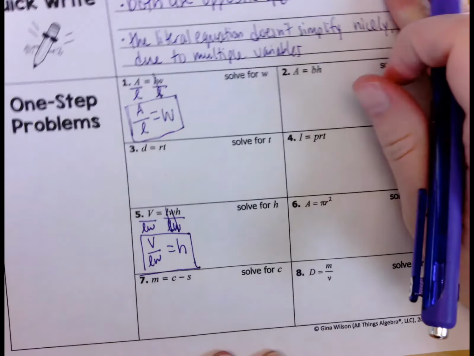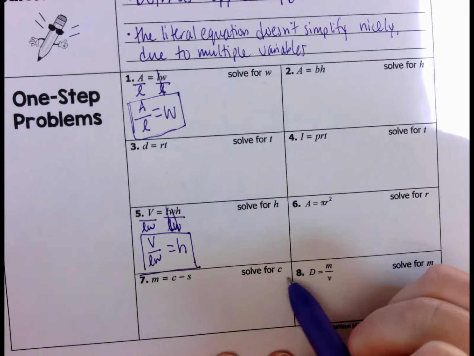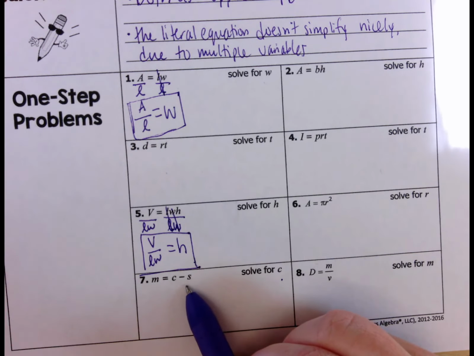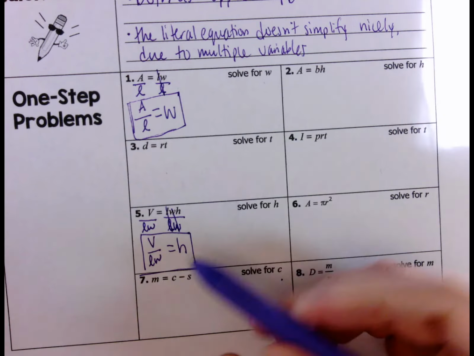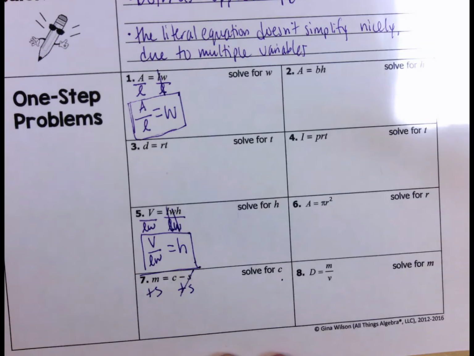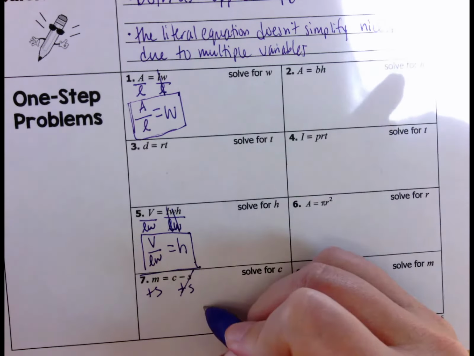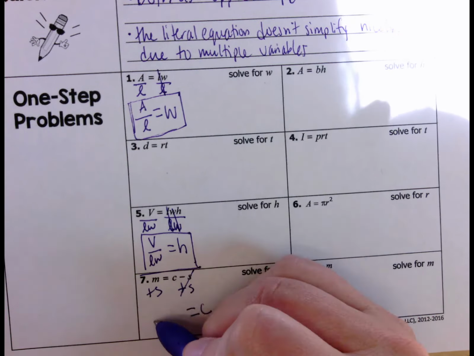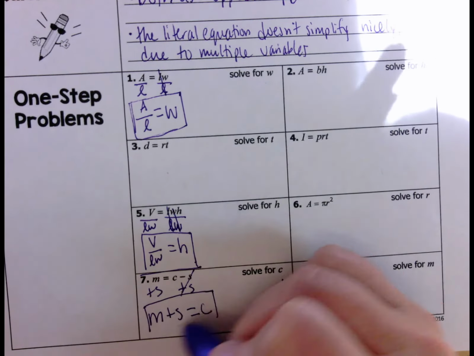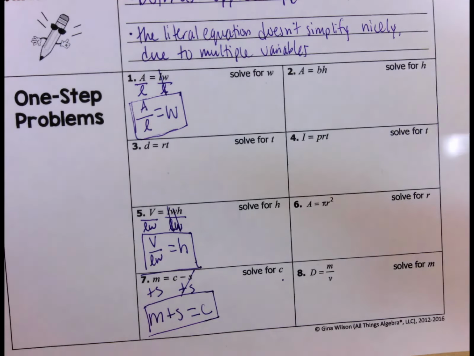All right, another example of this, we're solving for C this time. So I want to get C by itself. Well, right now I'm subtracting S from C. So to undo that, I'm going to add S to this side. I'm going to add it over here. And so what I'm left with is C is equal to M plus S. And I can't combine those any further, so I know that I'm finished.